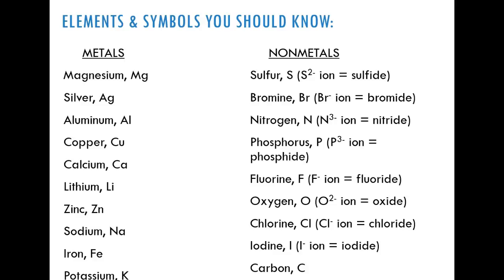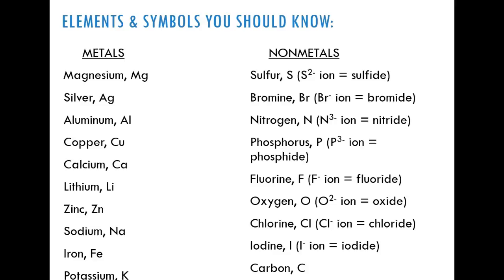There are some elements and symbols that Dr. Hansen is going to assume that you will know at this stage in the game, and I've listed them here on this slide. I've broken them into both metals and nonmetals. The metals include magnesium, silver, aluminum, copper, calcium, lithium, zinc, sodium, iron, and potassium. If Dr. Hansen would like you to write a compound with iron or copper, he will let you know if it's copper 1 or 2 or iron 2 or 3 by using a Roman numeral. The convenient thing about the metal ions or cations is that the name of the cation is identical to the name of the element.